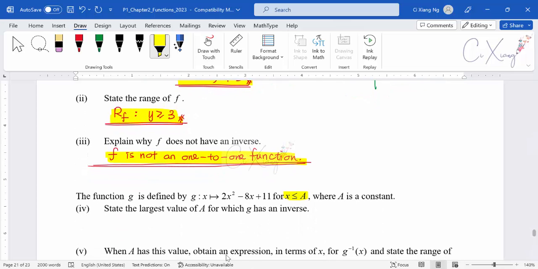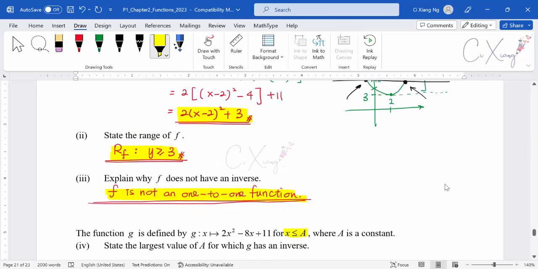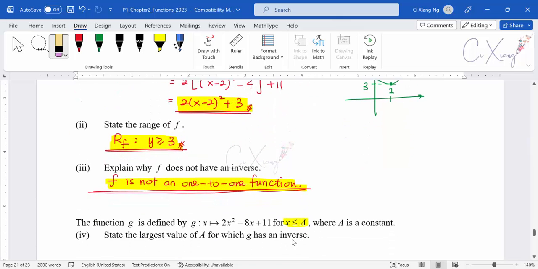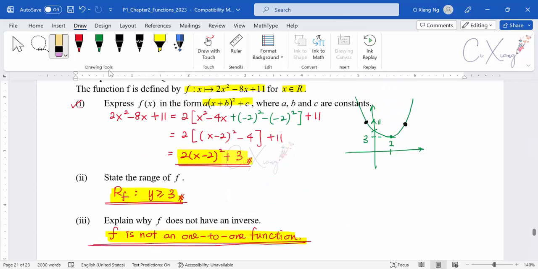Okay, so first of all, they want you to state the largest value of a for which g has an inverse. Now, maybe we need to refer back to our curve here. This is my original curve, right? When the domain is from negative to positive infinity. And now they're asking us to decide a value of a so that g has an inverse. To make sure that the inverse exists, you need to make sure that it is a one-to-one function.